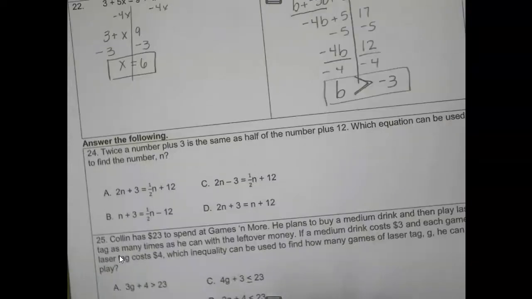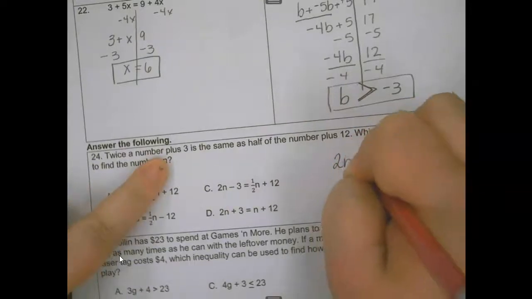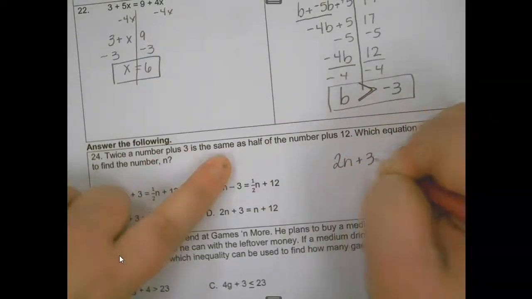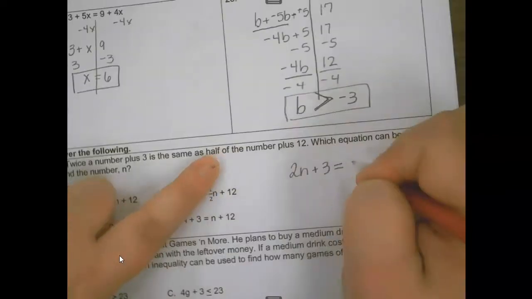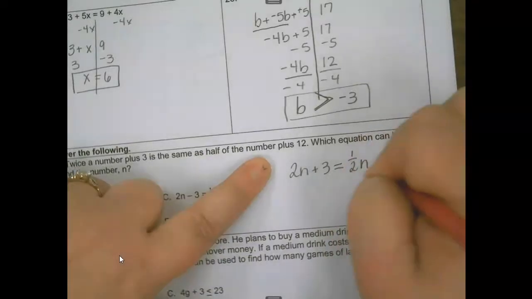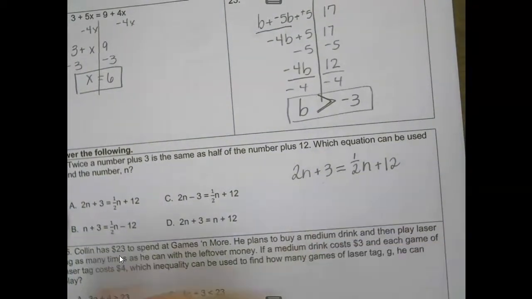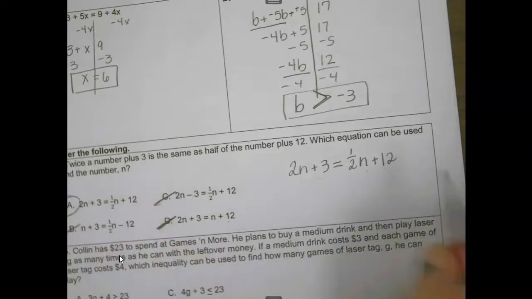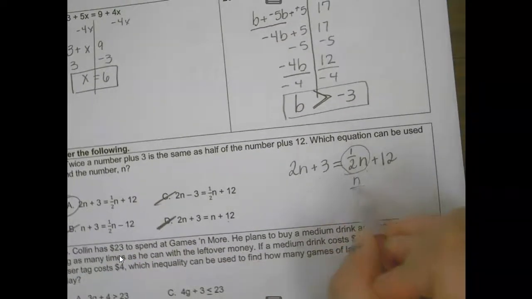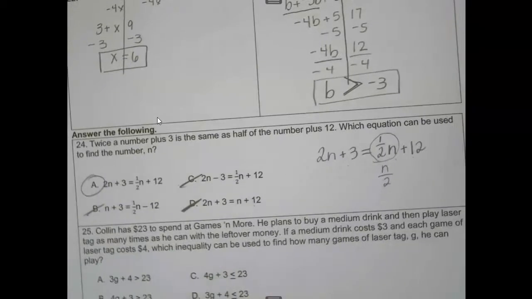Alright, 24. Twice a number, so twice a number plus 3 is the same as, so it's equal to, half of a number, so half of means multiplication, plus 12. Alright, so 2n plus 3 is what I'm looking for. And then half of n plus 12. You could have also done half of n as n divided by 2, just in case that showed up. It showed up a little bit differently, but it didn't in this case.